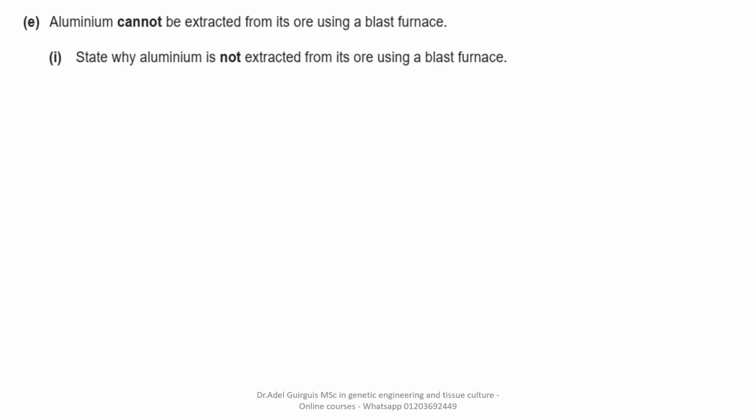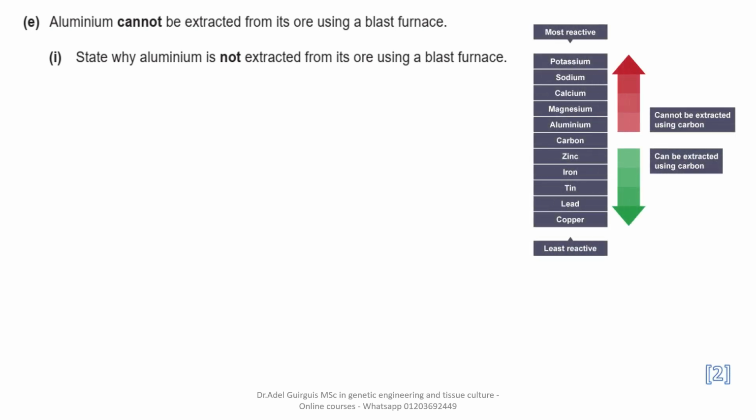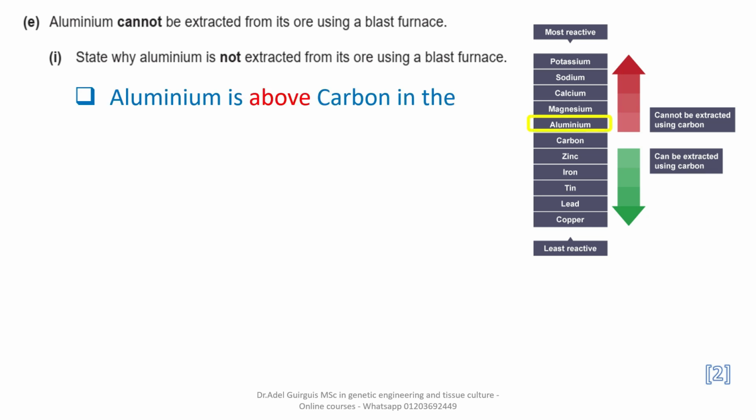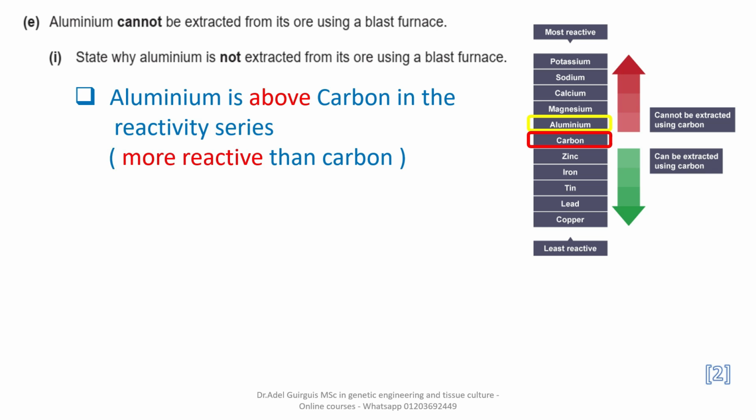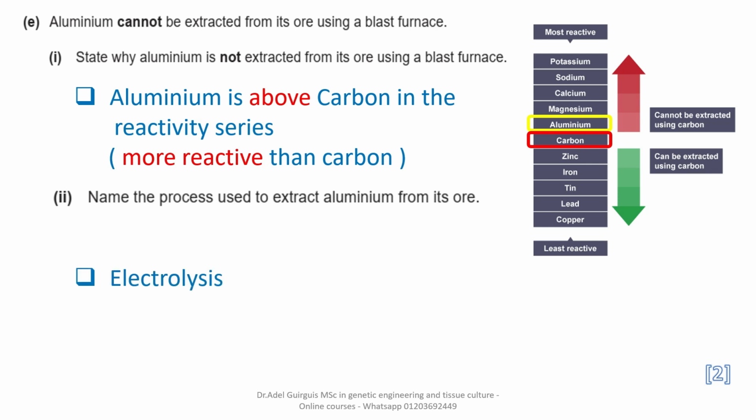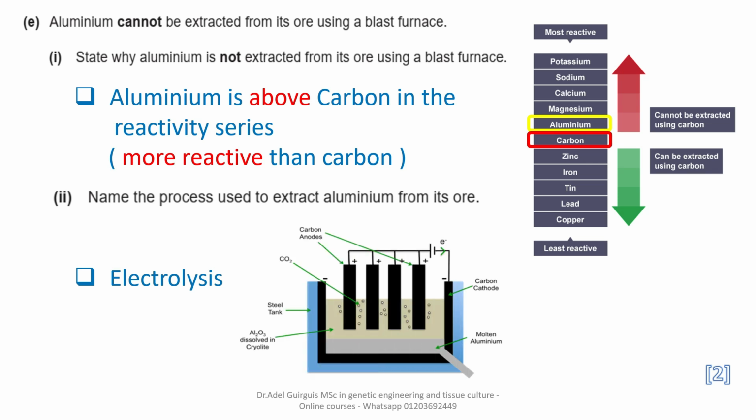Letter E. Aluminium cannot be extracted from its ore using a blast furnace. State why aluminium is not extracted from its ore using a blast furnace. Firstly, look at the position of aluminium and carbon in the chemical reactivity series. Aluminium is above carbon in the chemical reactivity series. As we know, elements above carbon cannot be extracted by using carbon. Why? Because these elements are more reactive than carbon. While iron is found below carbon, so it can be extracted by using carbon in the blast furnace. Double I. Name a process used to extract aluminium from its ore. Electrolysis. We use this design to electrolyze Al2O3 dissolved in cryolite by passing electricity.